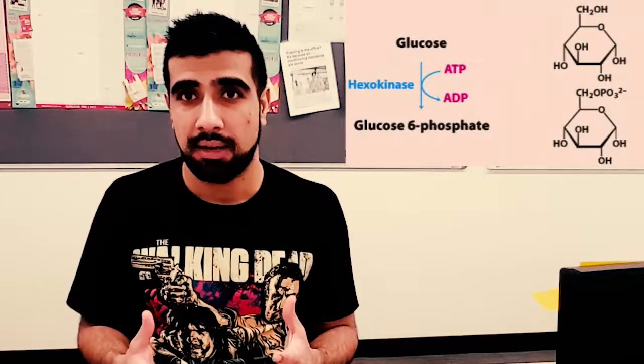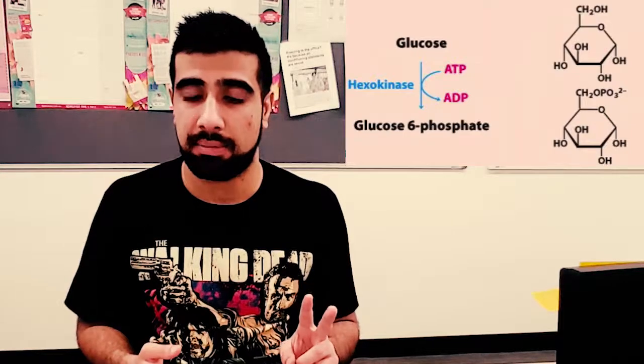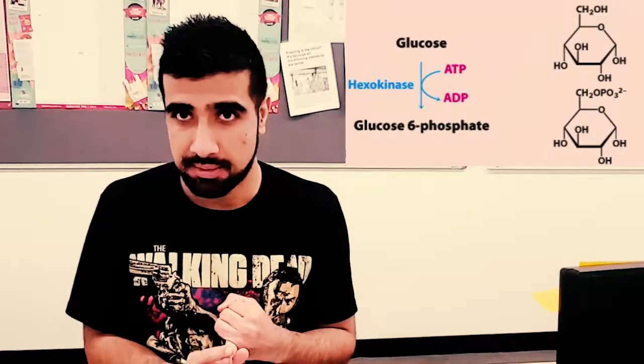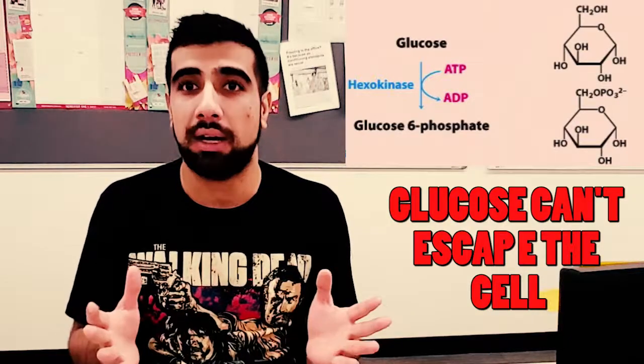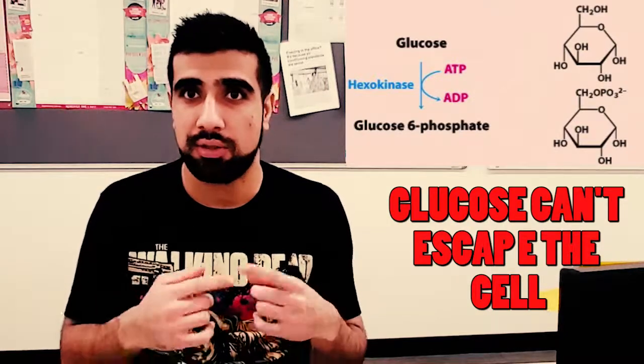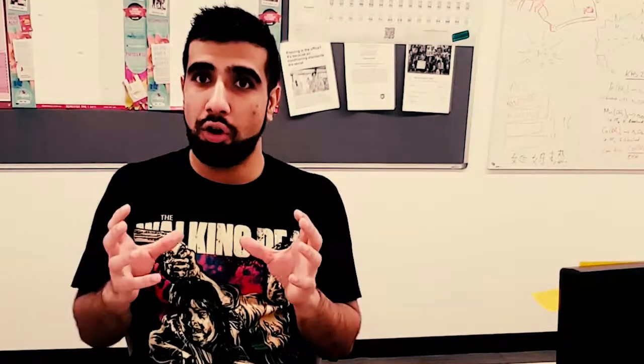As glucose enters the cell through the GLUT transporters, it quickly gets turned into glucose 6-phosphate. And there are two reasons why that happens. The first reason is this. Once you attach a phosphate group to glucose, it can no longer escape the cell and diffuse out of the cell. And the second reason is that if you don't change glucose into glucose 6-phosphate, the concentration of glucose will build up inside the cell.